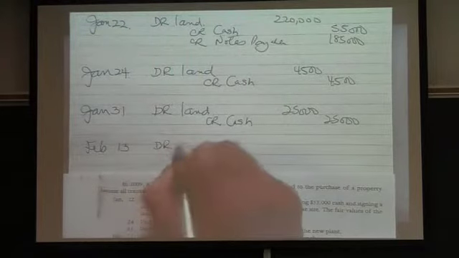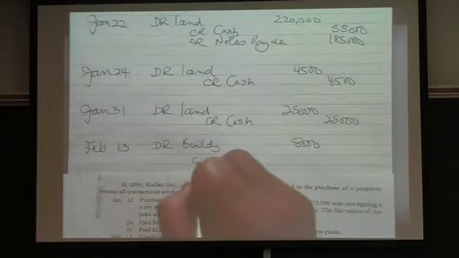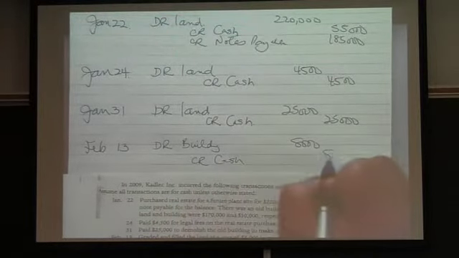So we're going to debit building $8,000, and credit cash $8,000.